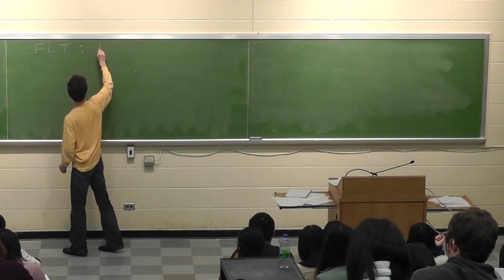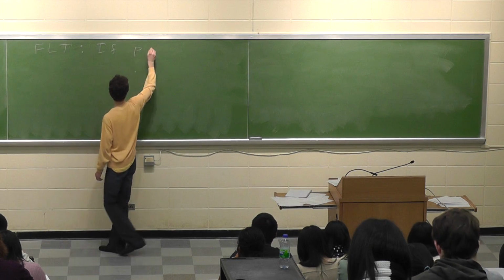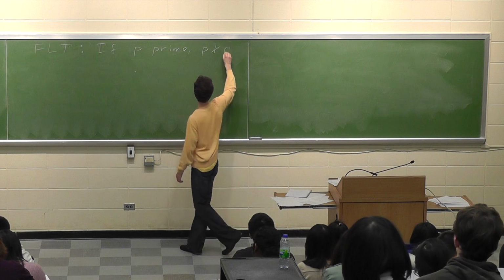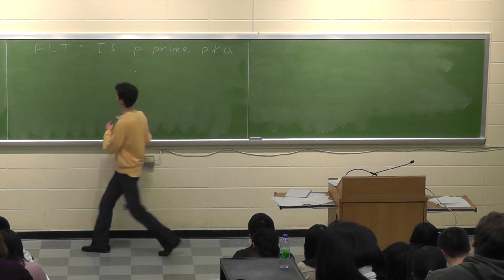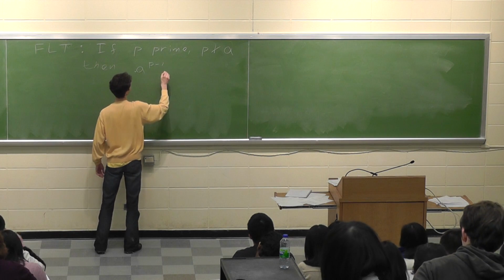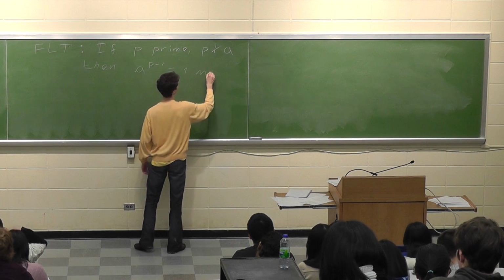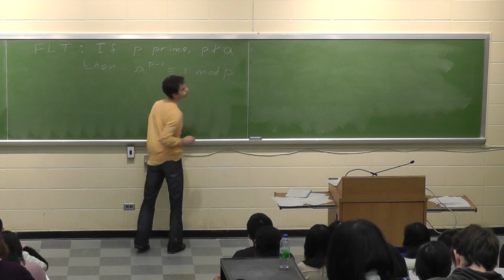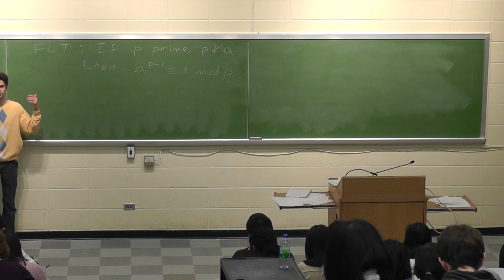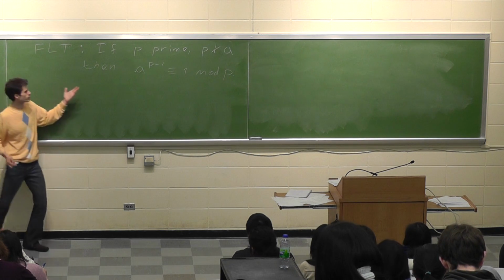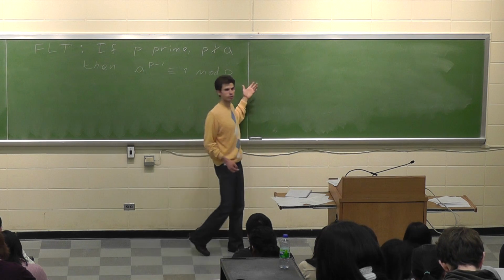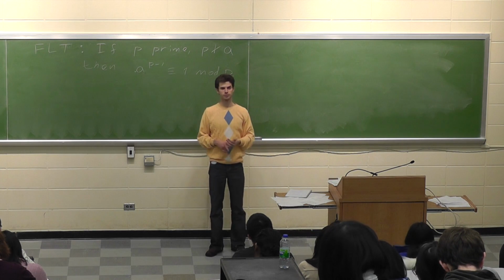is the following statement: if p is prime and p does not divide some number a, then a to the power of p minus 1 is congruent to 1 modulo p. We use this theorem, and it was very useful if you want to compute a number like 2 to the power 1 million modulo some small prime p, say 7.